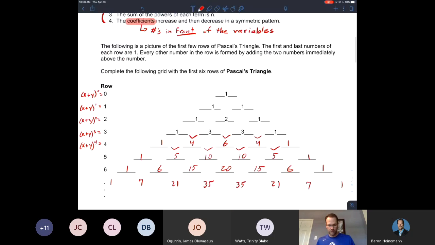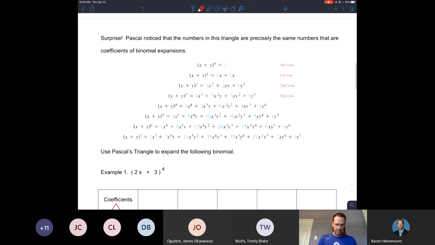It's not a bad idea also to have Pascal's triangle sitting somewhere where you can access it, or just Google it, for crying out loud. Just do a Google search, Pascal's triangle, and you can pull up a full version, probably to the 19th expansion, x plus y to the 19th power if you wanted to.